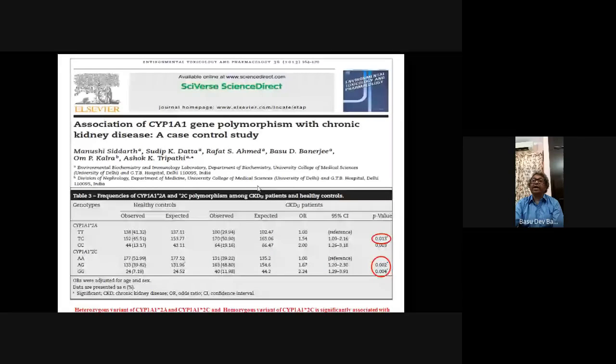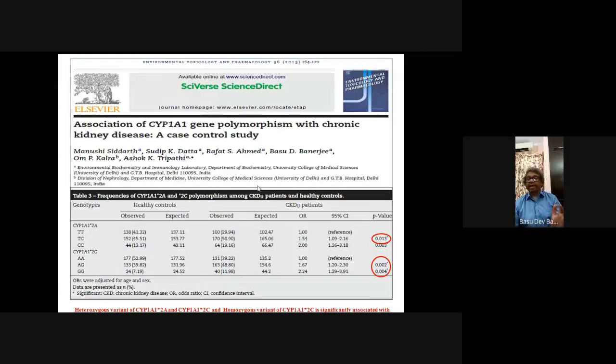Then we also tried to link it with CYP1A1 gene polymorphism and chronic kidney disease, and we were able to link both, showing that the heterozygous genetic variant of CYP1A1 is responsible for the etiology of CKD.